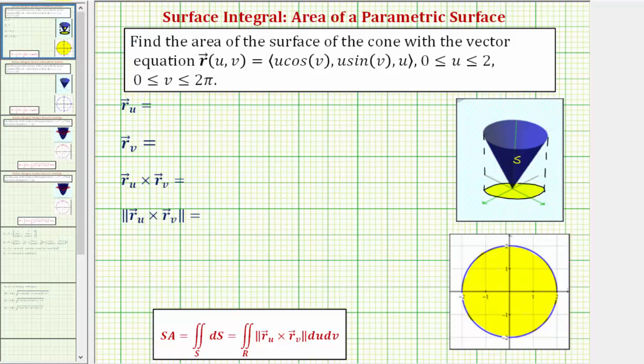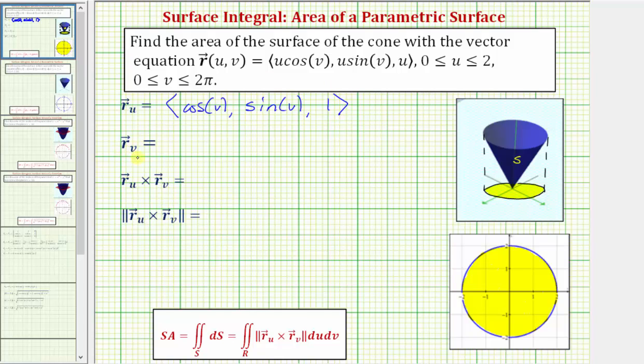So to find the partial with respect to u, we differentiate each component of r with respect to u. So the partial derivative of u cosine v with respect to u would be cosine v. The partial derivative of u sine v with respect to u would be sine v. And the partial derivative of u with respect to u would be 1.